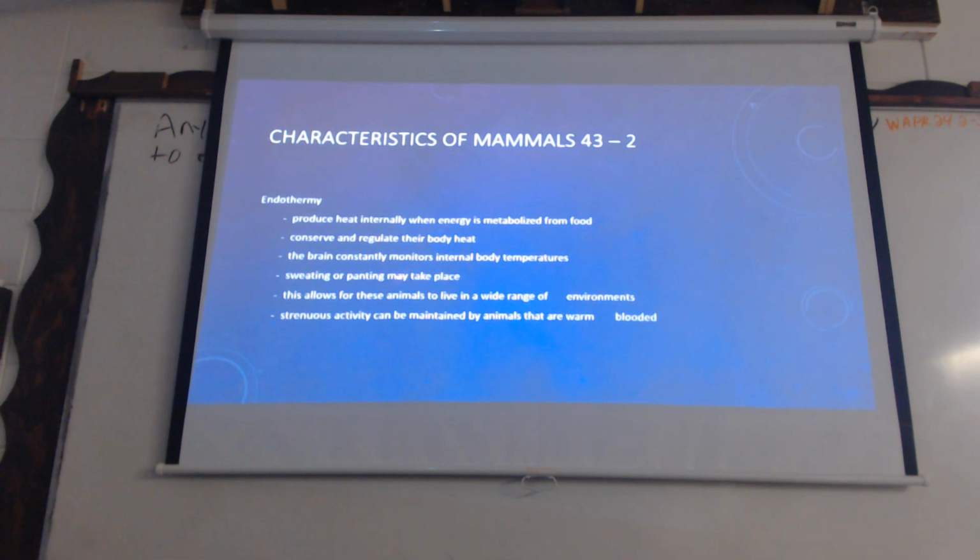Not all mammals can do this. So it says sweating or panting may take place. So if they're not sweating, they're panting. What mammals would do that? A dog. That's one. No, they wouldn't. Not cats. You might think so. We already said dogs. Well, those are all canids.